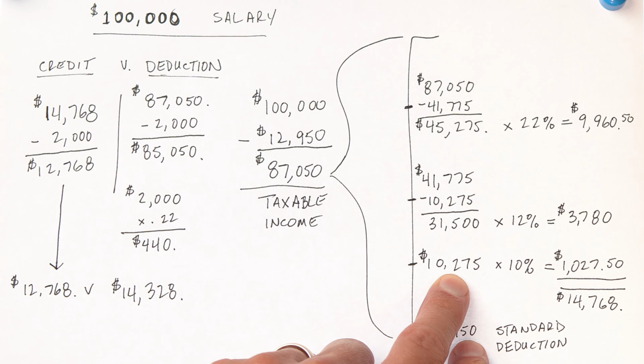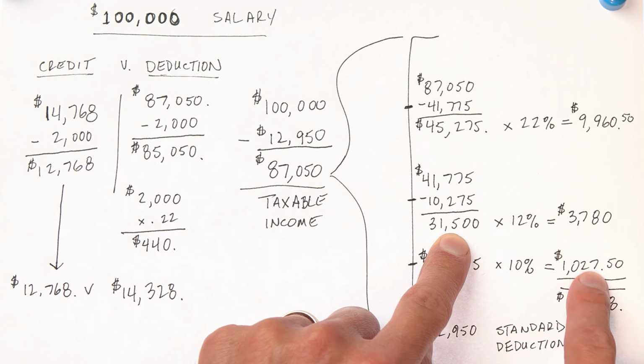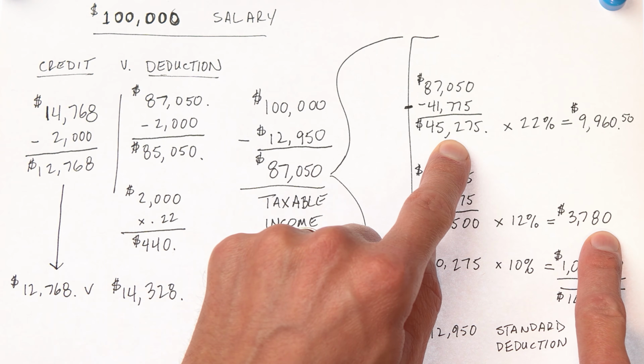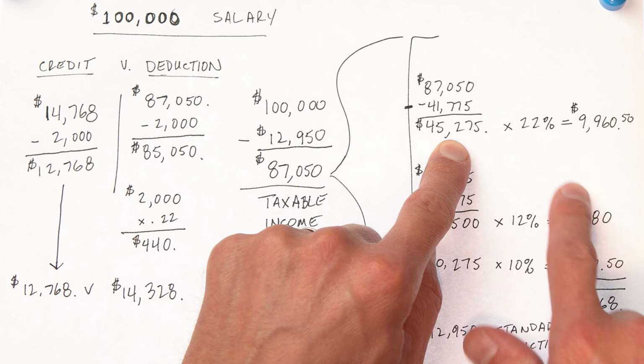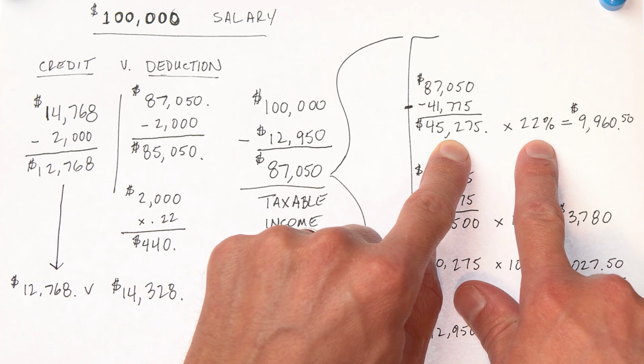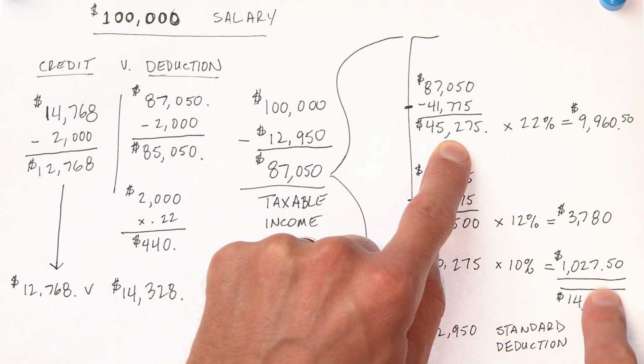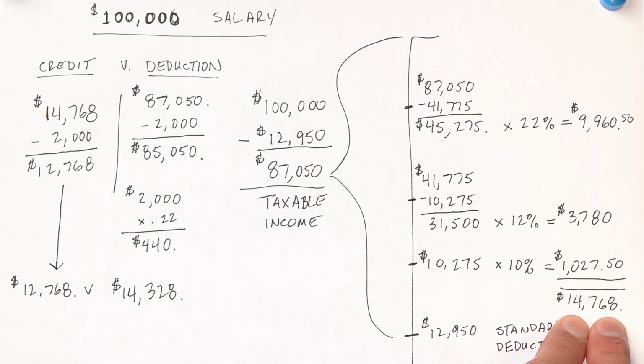The next $10,275 is taxed at 10%. So that's going to equal $1,027.50. The next $31,500 is going to be at 12%, and that's going to be $3,780. And the remaining $45,275 is going to be taxed at 22%. That's $9,960.50. If we add all that up, that's going to be $14,768. That's a quick rundown of how taxes are calculated.